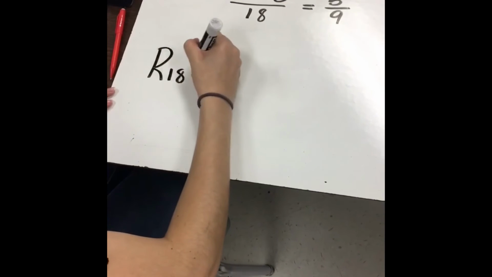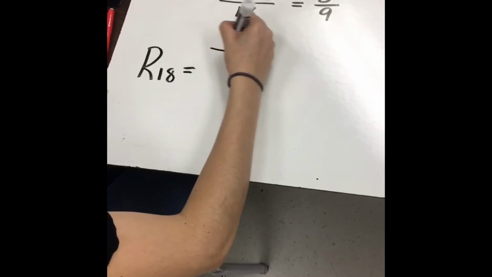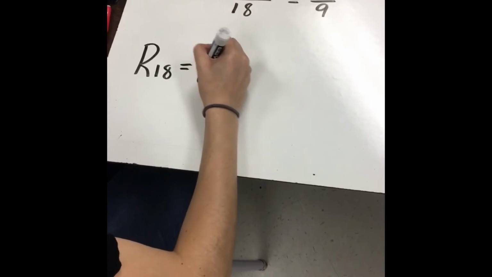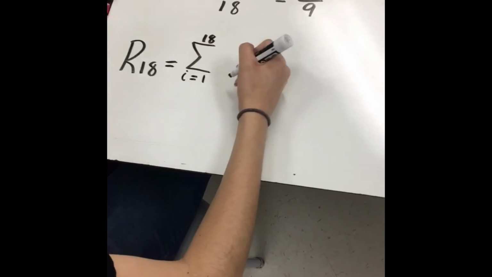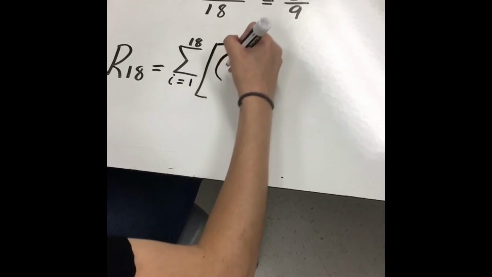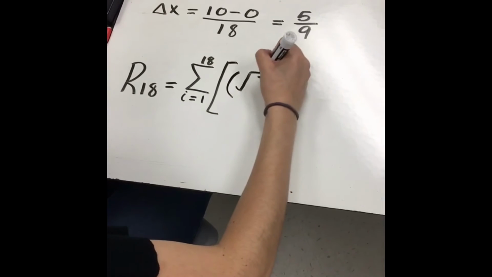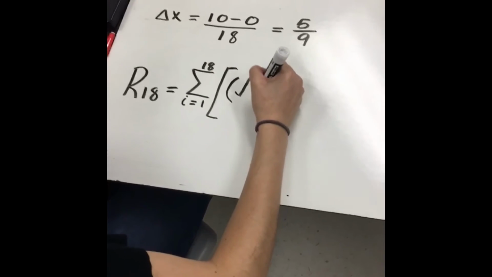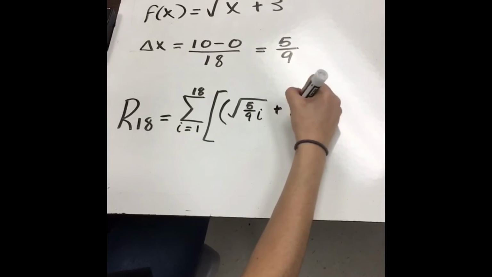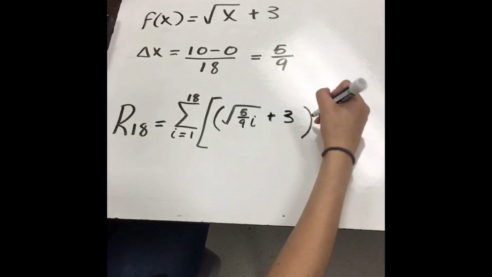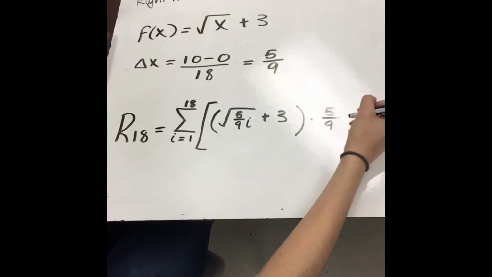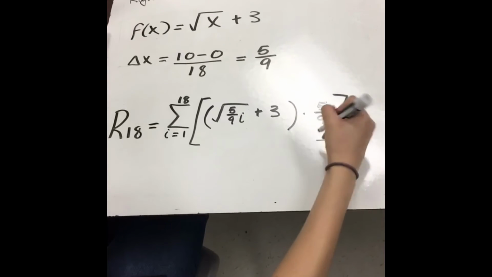Now we're writing it in summation notation. R of 18 equals, and then the summation symbol, 18 on the top, which is the number of subintervals. i equals 1, because once again we're starting at 1. Then you do your function, and remember to replace x with delta x times i. So instead of x we have 5 over 9 i, and then we copy the plus 3, and then multiply the whole thing by delta x.